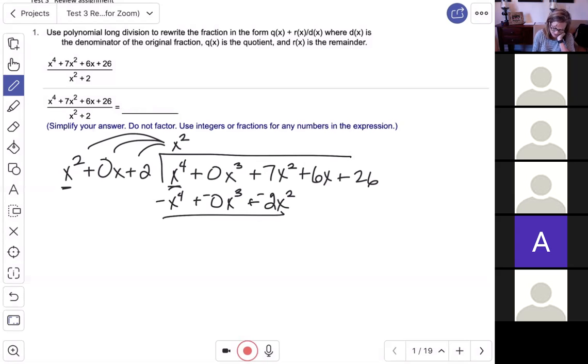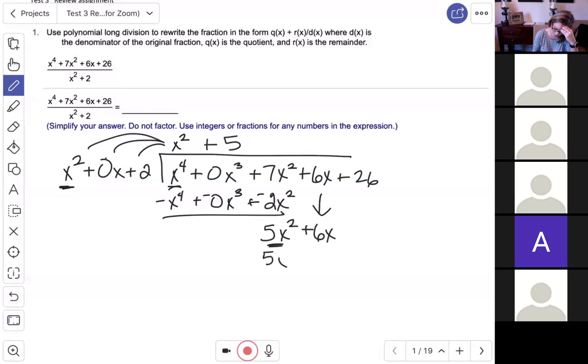So we get x to the 4th minus x to the 4th is 0. 0 and 0 is 0. And then 7 plus negative 2 is 5x squared. All right, so that's good. Now we can bring down the 6x. We're almost done. 6x. Okay, let's start over again. x squared and 5x squared. We just need a 5.